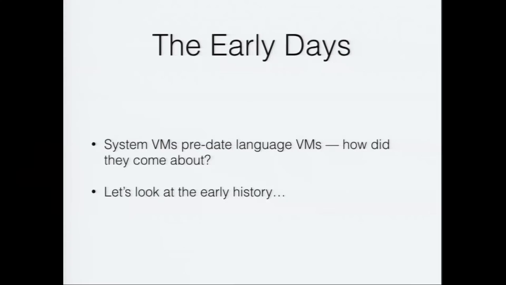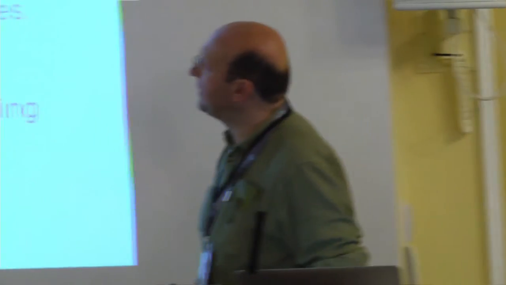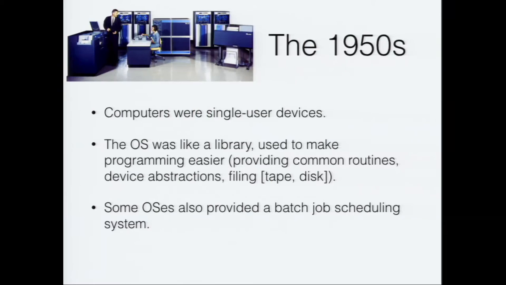So system VMs, interestingly, predate language VMs. And so the question begs, how did they come about? What caused the start of the virtual machine era? We have to go back to the 50s to understand the landscape of computing at the time.